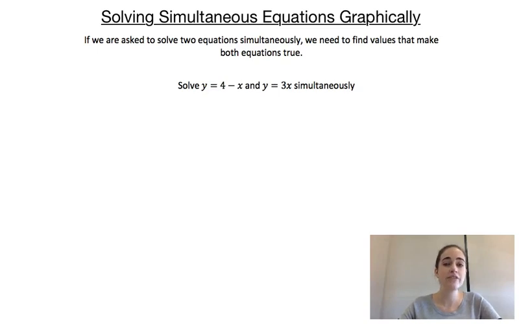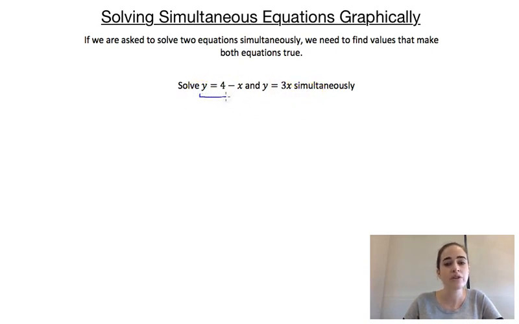In this video, I want to have a look at solving simultaneous equations using a graphical method. If we're asked to solve two equations simultaneously, that means they're asking us to find the values that will make both of the equations true. For example, if we were asked to solve y = 4 - x and y = 3x simultaneously, we need to find values of x and y that make sense in both of those.